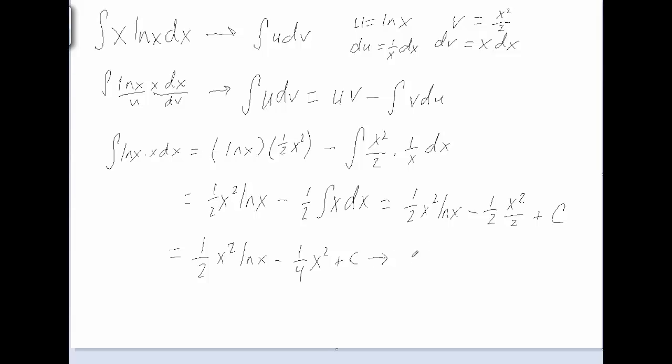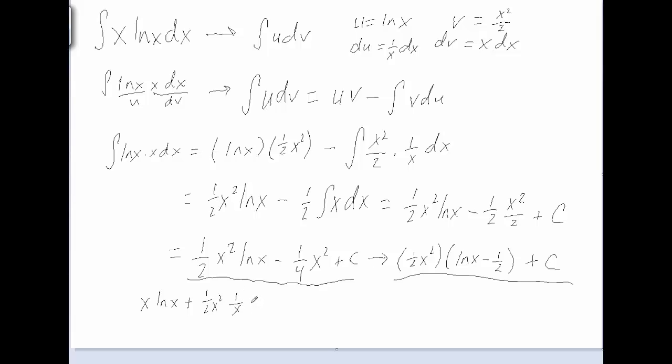If we want, we could simplify that a little bit: 1/2 x squared times ln x minus 1/2, plus c. Or if we keep it in this form, this allows us to check our answer using derivatives that we know. So using the product rule, we've got the derivative of the first, 2 times 1/2 is 1, plus x, the derivative of the first times the second, plus the first times the derivative of the second, minus 1/2 x plus c.